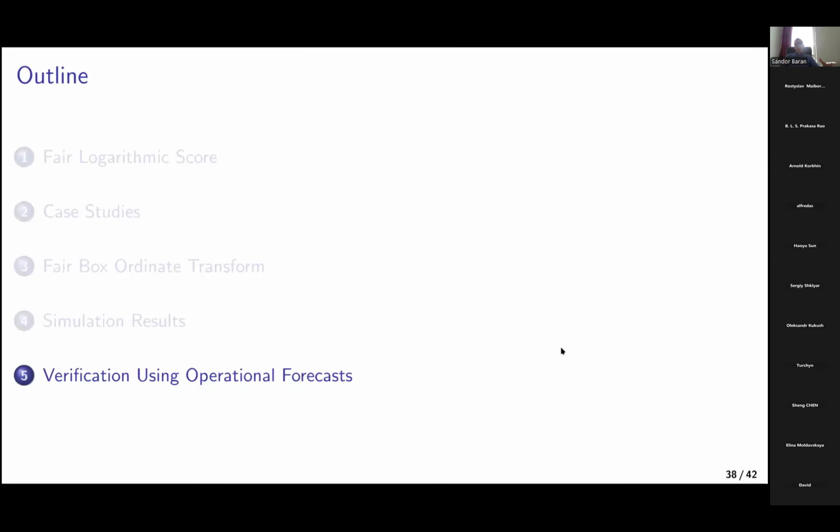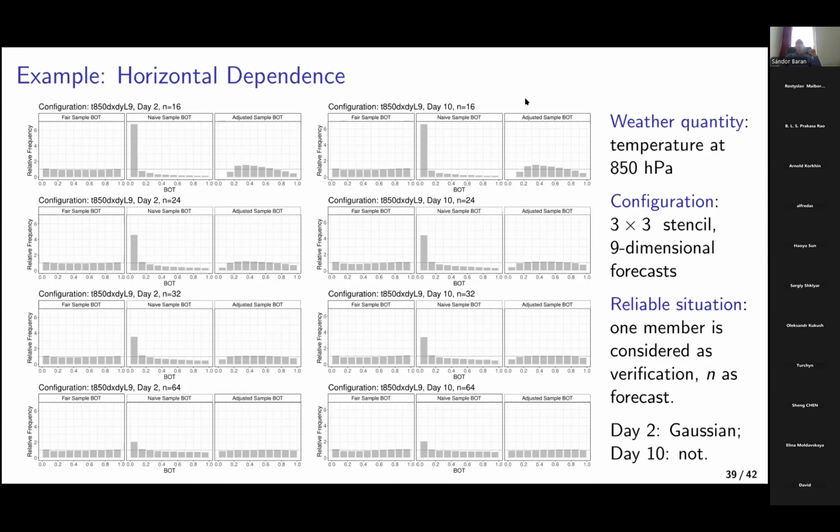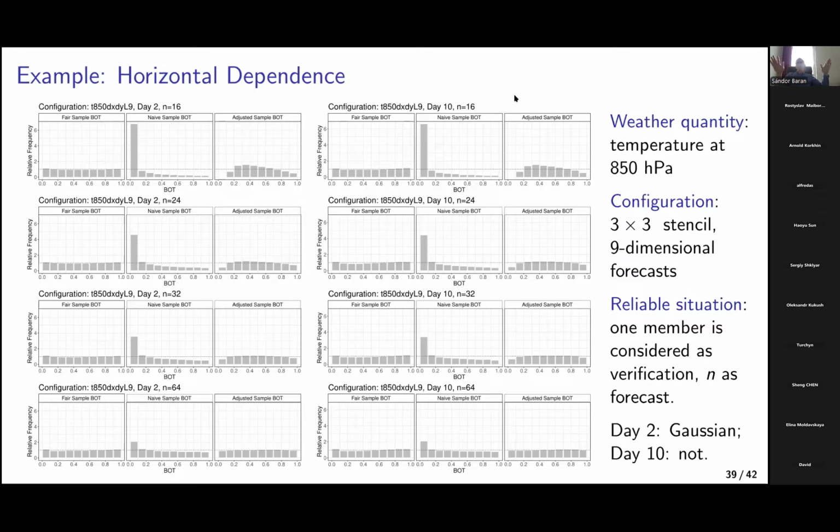And finally, we tried the same with operational forecast. First of all, we consider a perfectly reliable situation, which means we consider the 100-member forecast. We picked one of them to play the role of the observation, and the remaining ones were the forecast. And we calculate, so this should result in a uniform distribution. And in this case, for the 9-dimensional stencil, temperature at hectopascals, at day 2, it's Gaussian. The fair sample BOT, whatever the sample size is, results in something which is uniform.